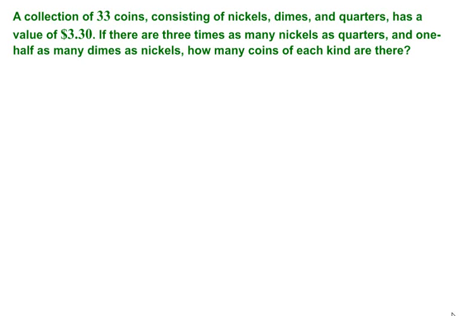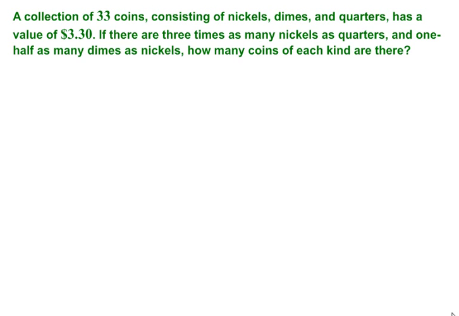Okay, so we have a question here. A collection of 33 coins consisting of nickels, dimes, and quarters has a value of $3.30. If there are 3 times as many nickels as quarters and 1/2 as many dimes as nickels, how many coins of each kind are there?